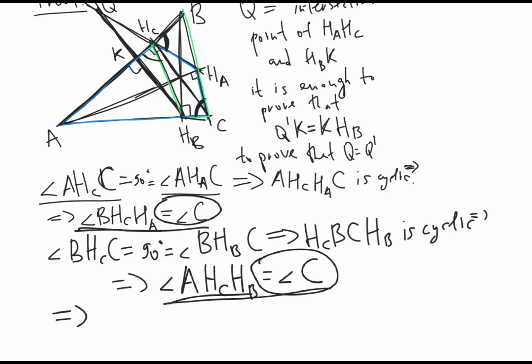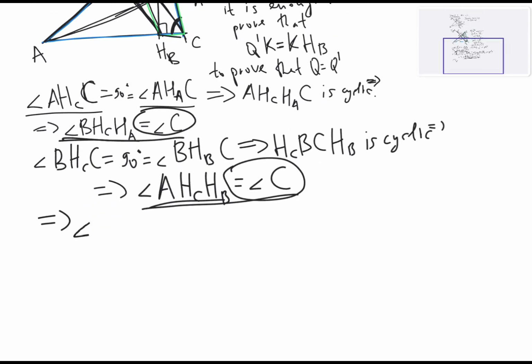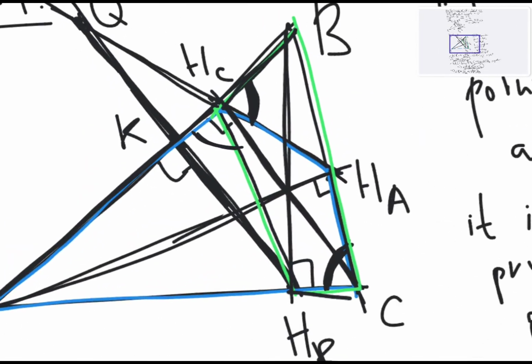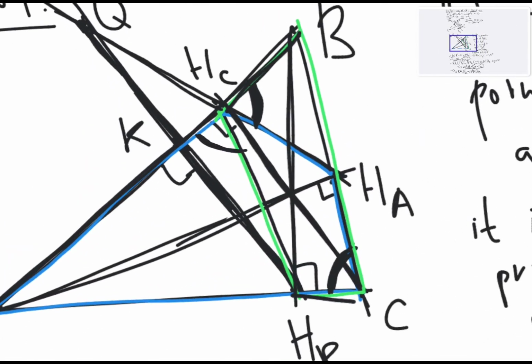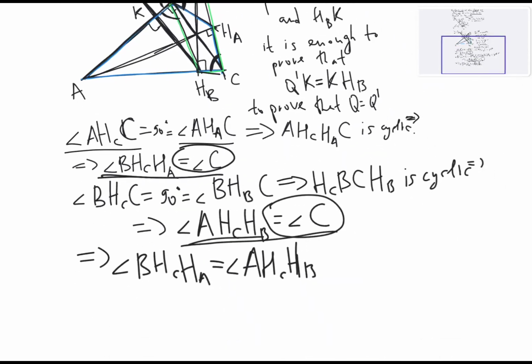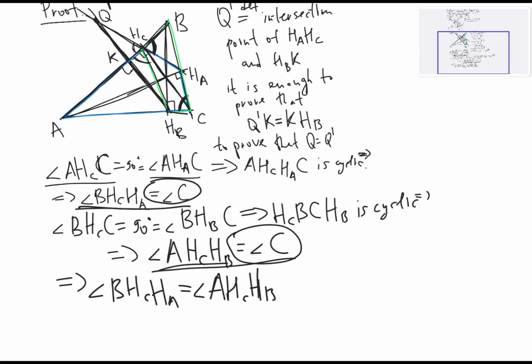So from this it follows that the angle BHCHA is equal to the angle AHCHB. So on the picture it's these two angles, this angle and this angle. Right, now one of them is also equal to this angle, right? It's just the angle between the two lines. So let's write this. So BHCHA, so this angle is equal to the angle Q prime HCK.